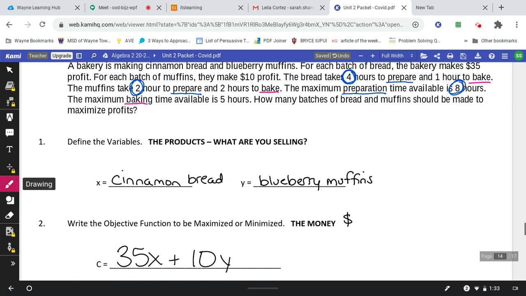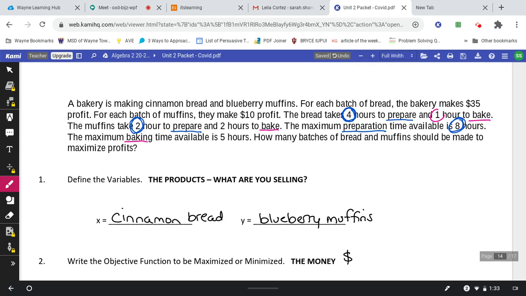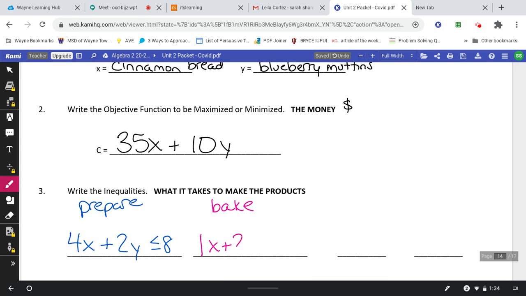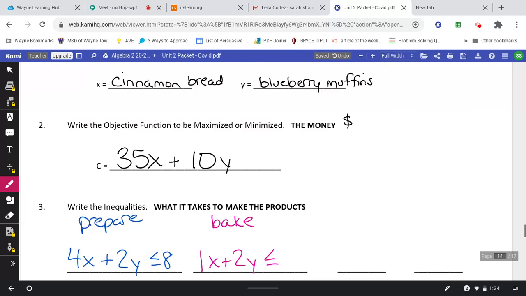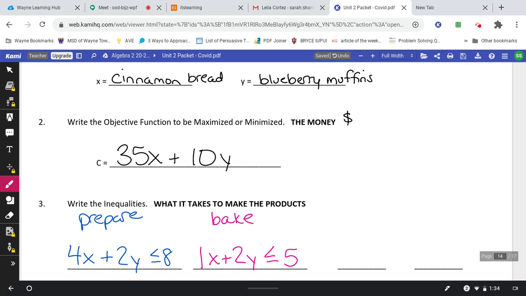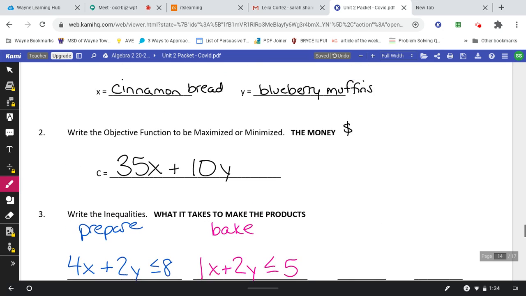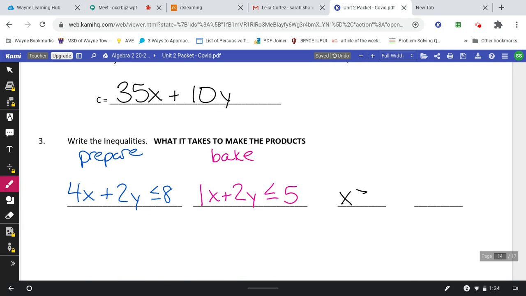Then for the baking, 1 hour to bake, 2 hours to bake, and baking time of 5 hours. So 1, 2, and 5. And then, of course, the last two things, we can't make negative bread or negative muffins. So x is greater than or equal to 0, and y is greater than or equal to 0.